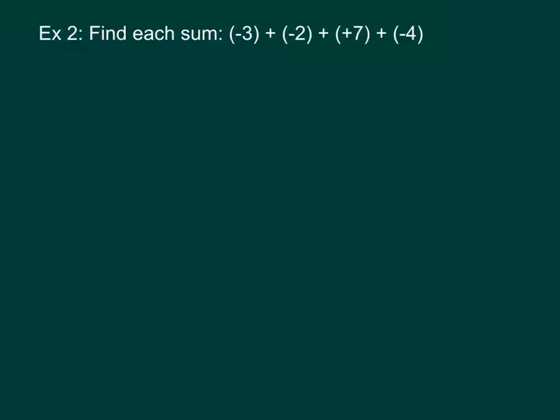In example 2, we're asked to find each sum again. This time we have more than just two numbers. So take what you know. Same signs, I can just add those together. I see that 3, 2, and 4 all have negative signs in front of them, so I'm going to add those together. 3, 2, and 4. Add them together because they all have negative signs. 4 and 3 is 7, plus 2 more is 9.